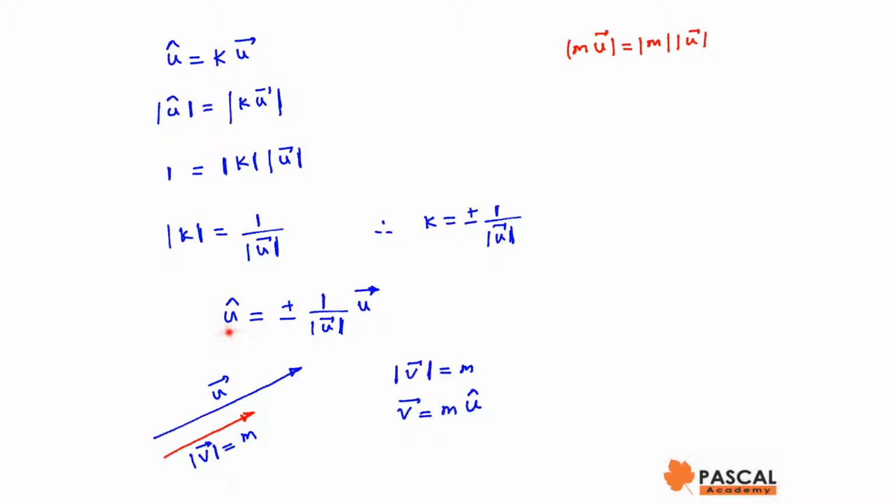Therefore, u hat in direction of u is 1 over magnitude of u times u. U hat in opposite direction of u is negative 1 over magnitude of u times u.